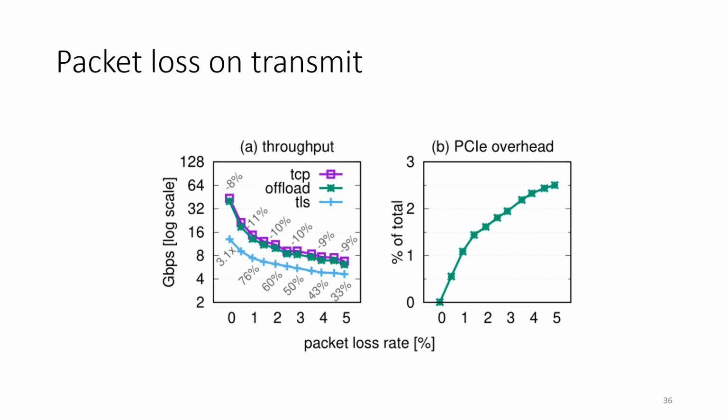We note that the gap between TLS and TCP shrinks as we increase the loss rate, and this is because the overall throughput of TCP decreases as we increase the loss rate. Additionally, as the loss rate increases, the NIC consumes larger amounts of PCIe bandwidth to recover offload context, and this is the overhead we show in the figure on the right, as a portion of total available PCIe bandwidth. As the figure shows, even with 5% loss, context recovery costs no more than 2.5% of total PCIe bandwidth.